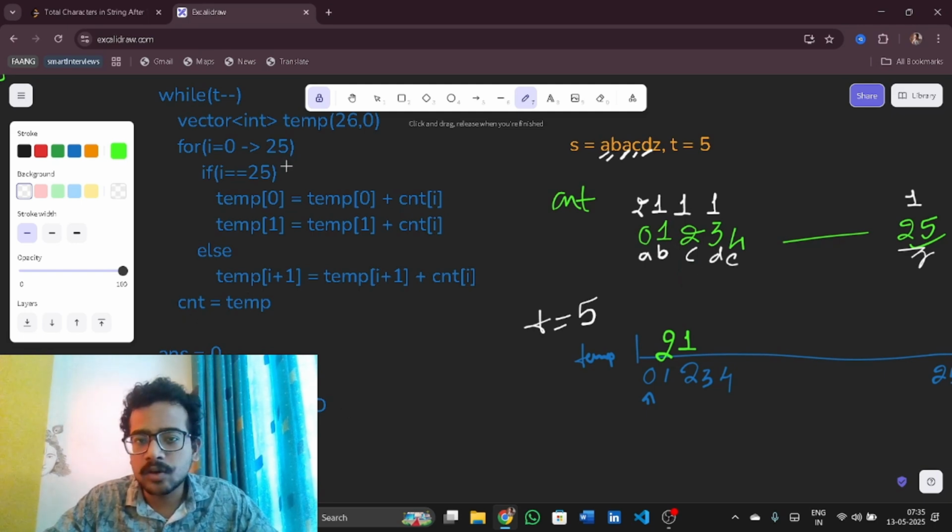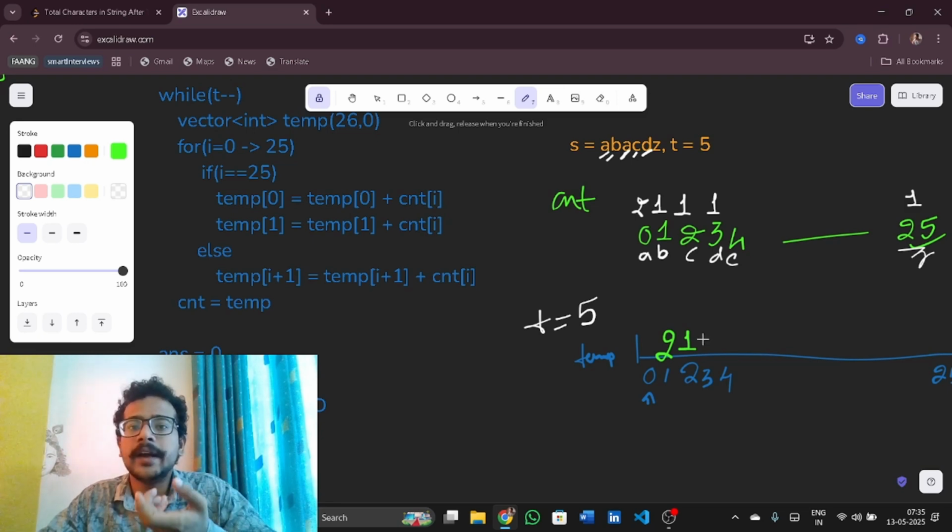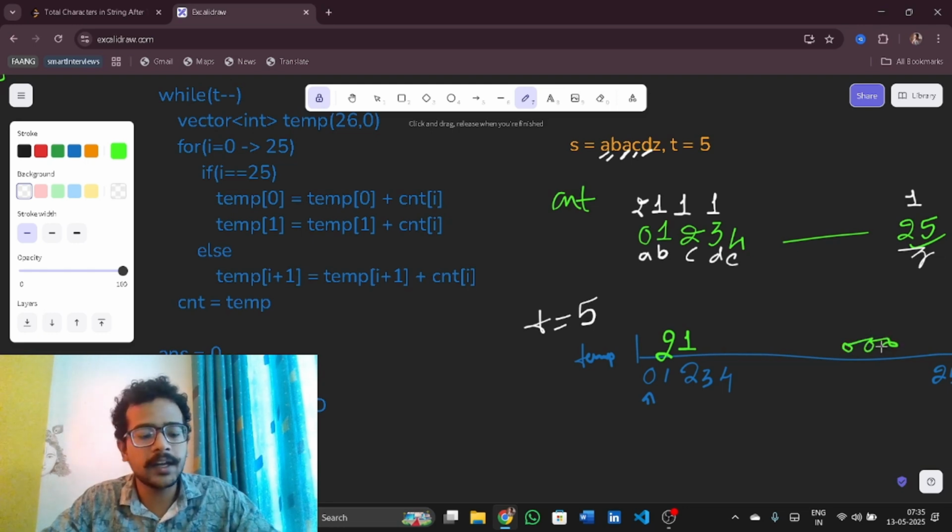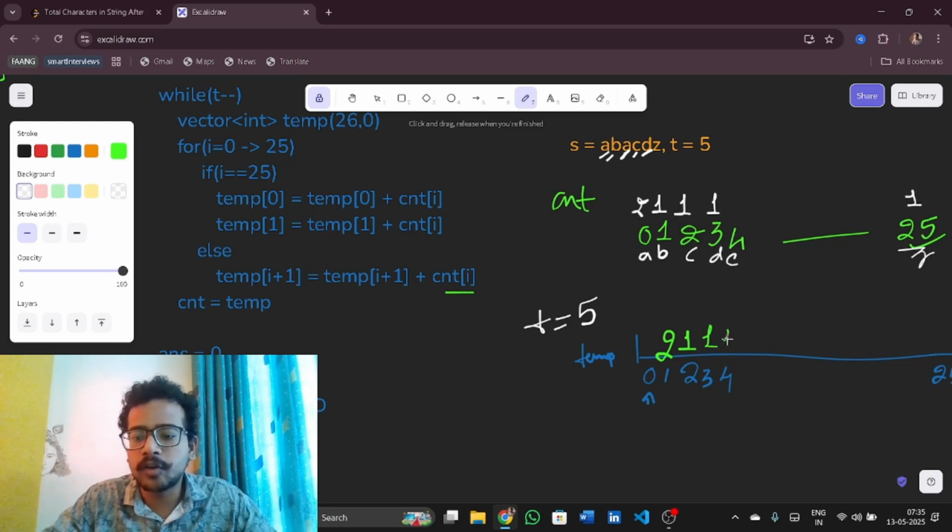Then I is not equal to 25, so I plus 1 is 3. Now, I am incrementing; 3 has the count as 0. As I said, everything will be 0 initially. Now, 0 plus count of I is count of I. I am at 2, which is 1. So, let me increment it. Now, in the same way for E.